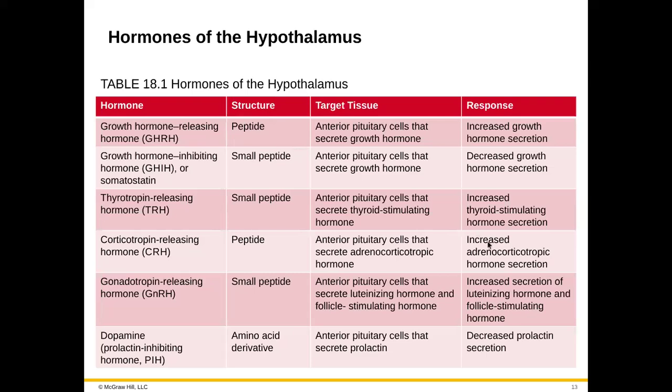Now, dopamine, we also call this prolactin inhibiting hormone. This has an amino acid derivative structure. Target tissue here is going to be the cells in the anterior pituitary that secrete prolactin. And what's going to happen, since this is an inhibiting hormone, is this is going to decrease prolactin secretion.